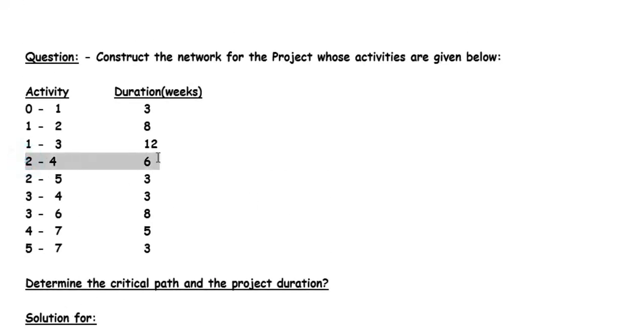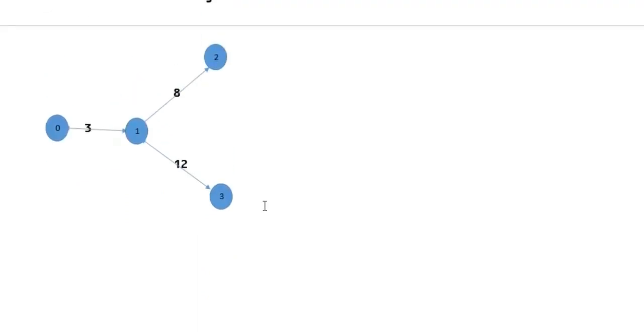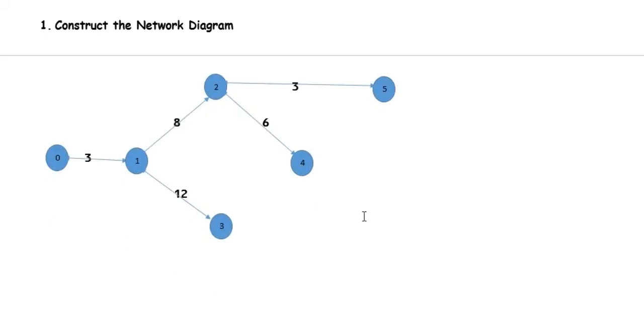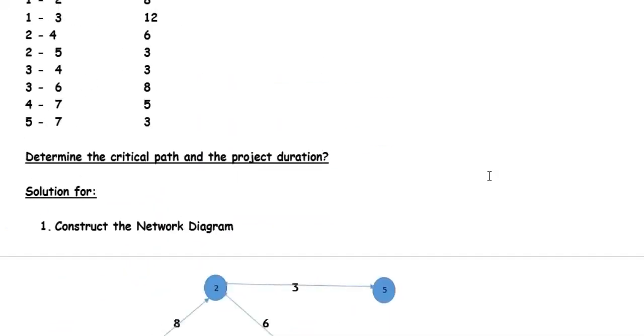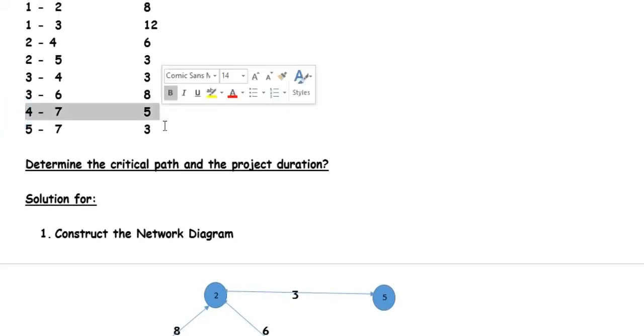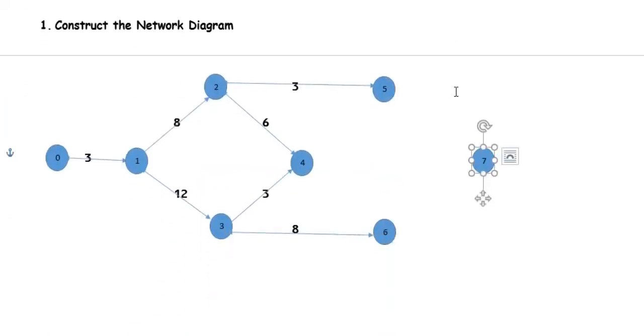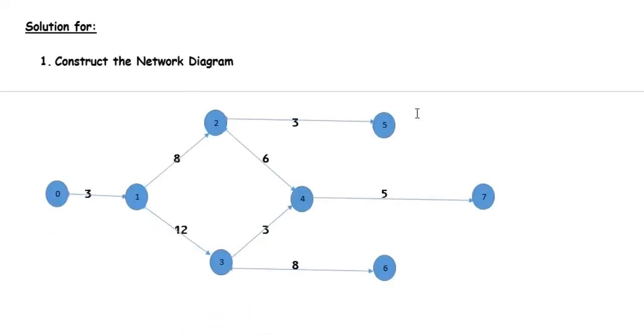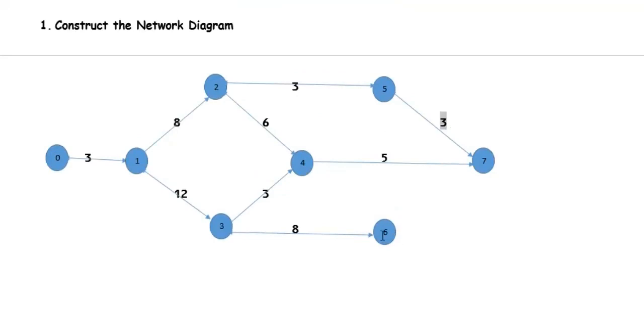2 to 4 is equal to 6 weeks and 2 to 5 is equal to 3 weeks. 3 to 4 is equal to 3 weeks and 3 to 6 is equal to 8 weeks. 4 to 7 is equal to 5 weeks and 5 to 7 is equal to 3 weeks. 6 to 7 doesn't have an activity, so we have to call it a dummy activity having 0 duration.